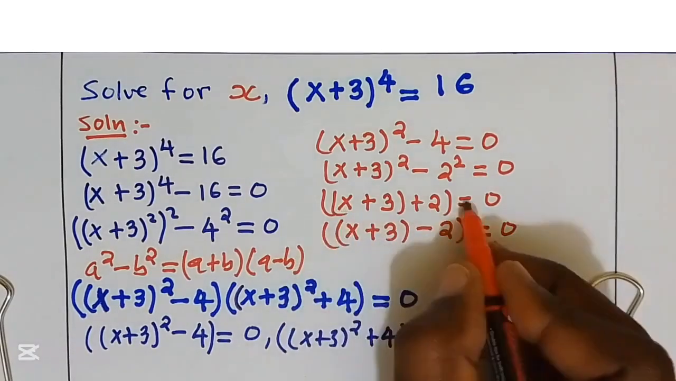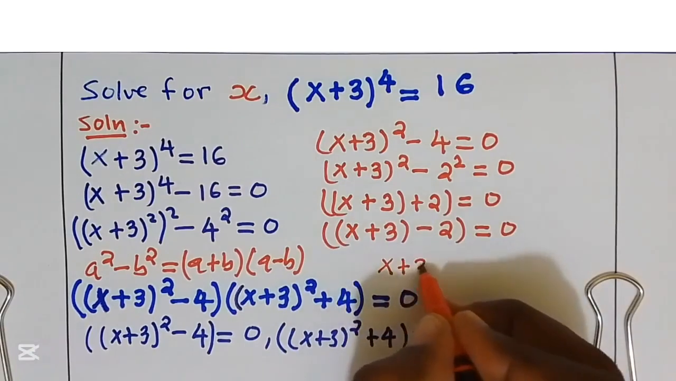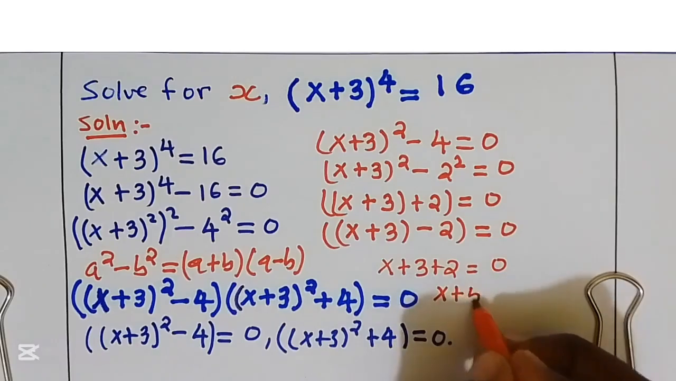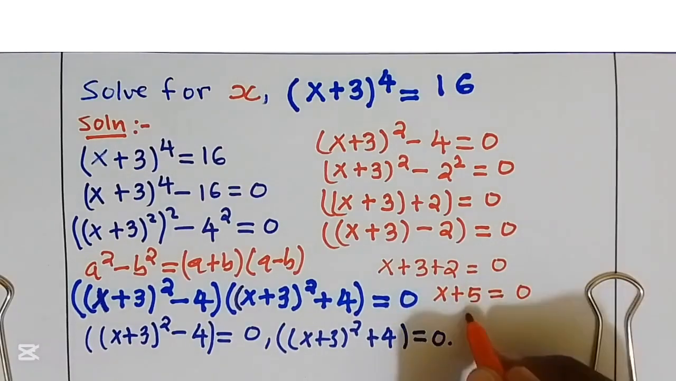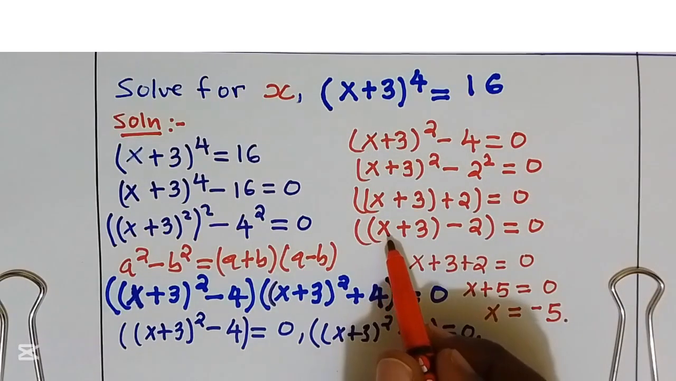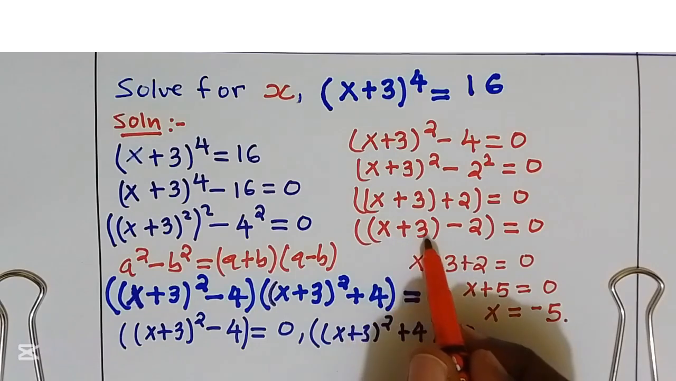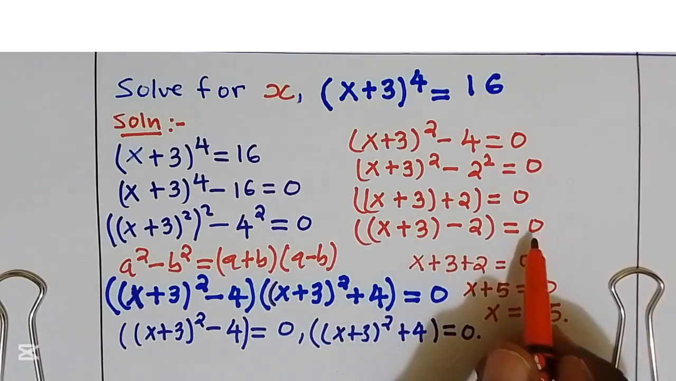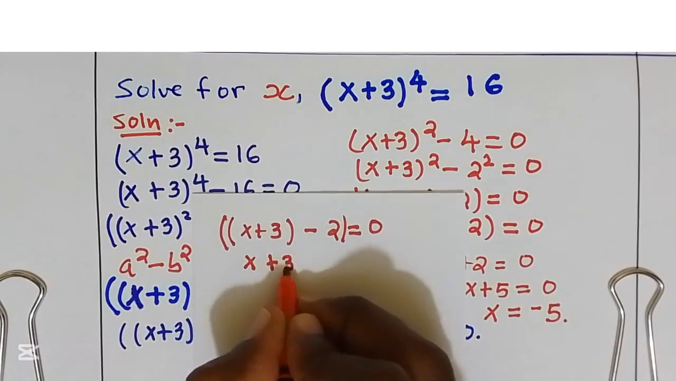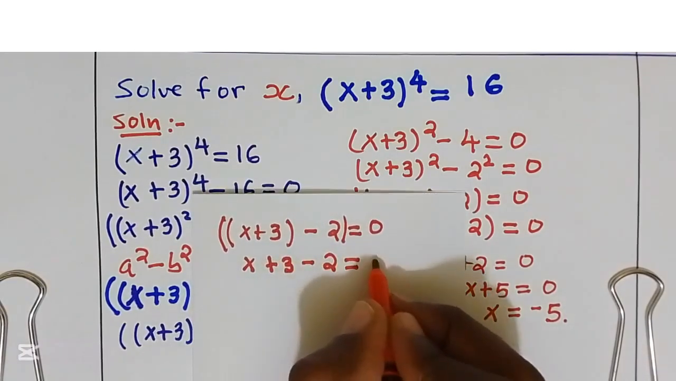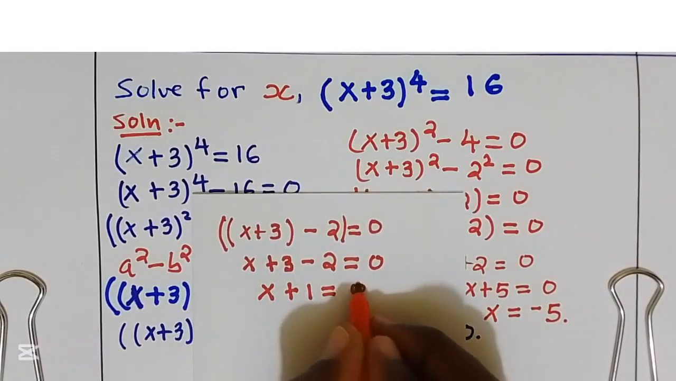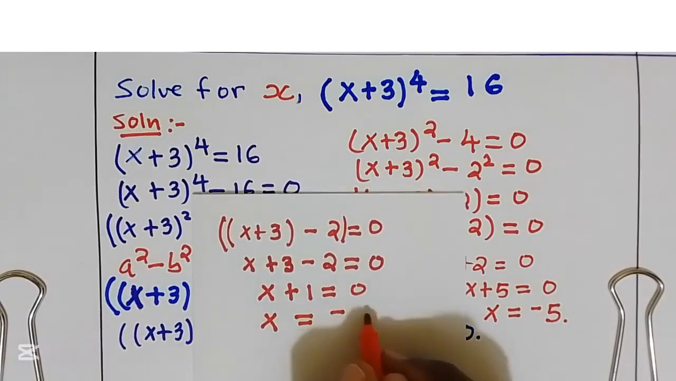Let's take the first one, x + 3 + 2 equal to 0. We get x + 5 equal to 0. Now x is equal to -5. Let us find another root by using x + 3 - 2 equal to 0. I'm going to open the bracket. x + 3 - 2 is equal to 0. That is x + 1 equal to 0. We get x is equal to -1.